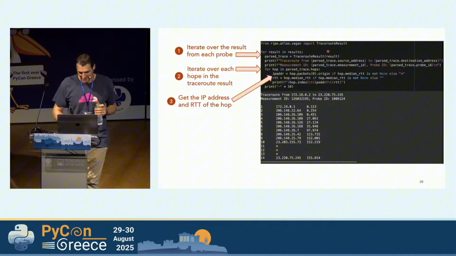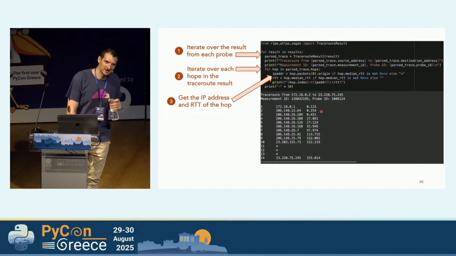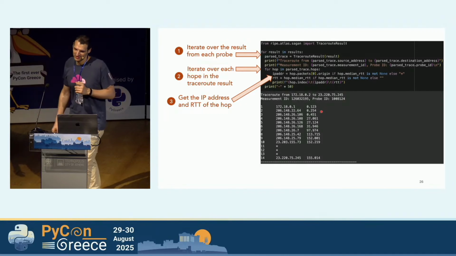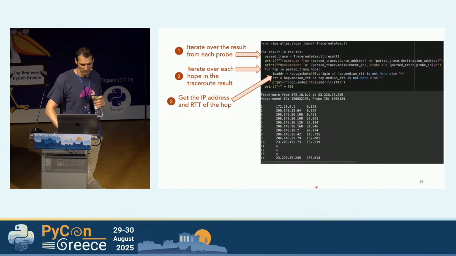You just take the raw JSON, feed it into a traceroute result object, and then it exposes, let's say, the median RTT, the TTL, the IP address of a hop, and so on. So you can see that I recreated the output of the traceroute tool with just a few lines of code, right? With less than 30 lines of code, I have a distributed traceroute measurement that I can then process.